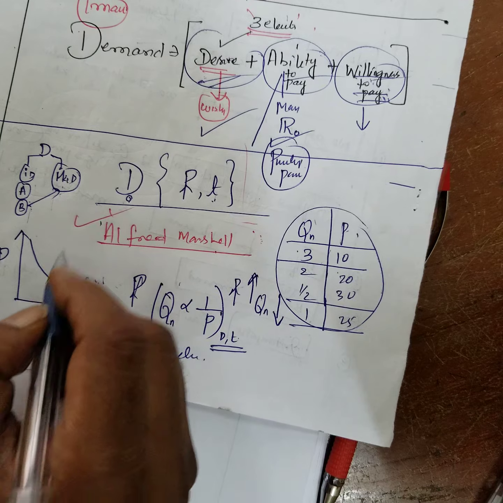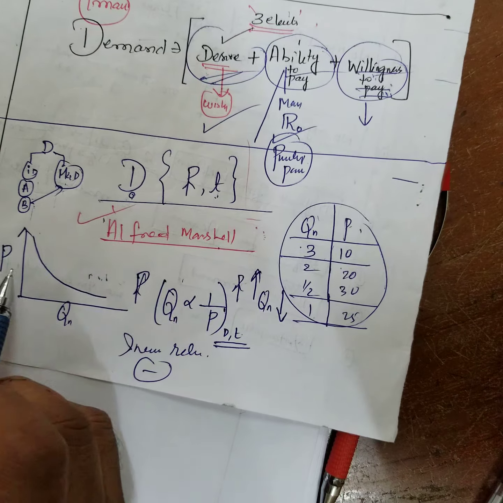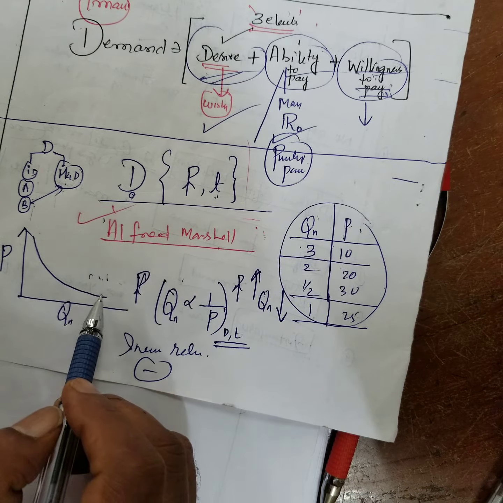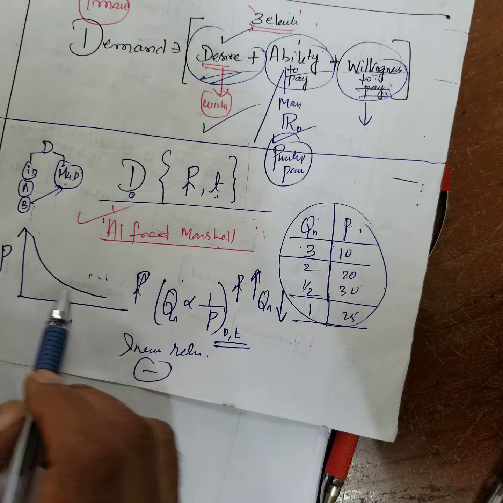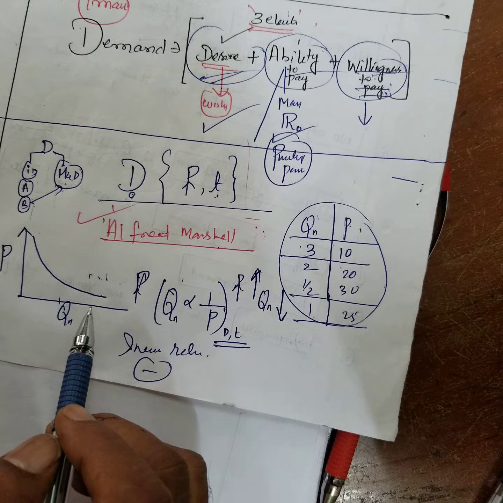And this is the schedule, and the graph which I have done is for price versus quantity of demand. This is the graphical representation of a demand.